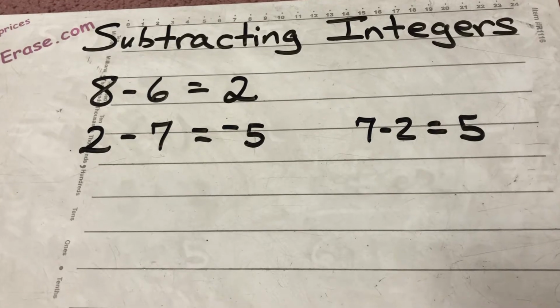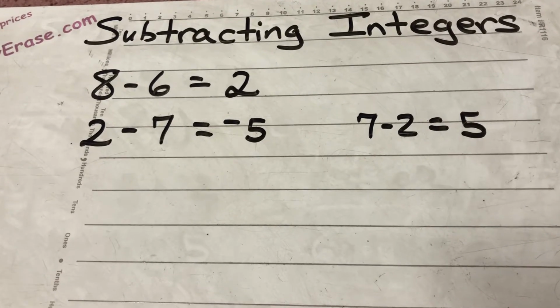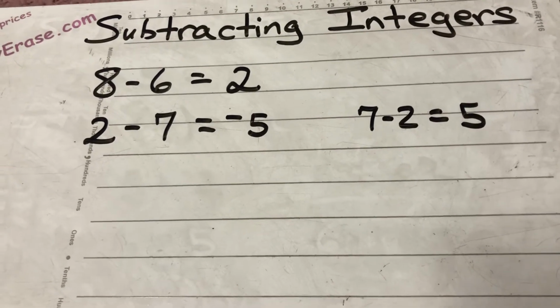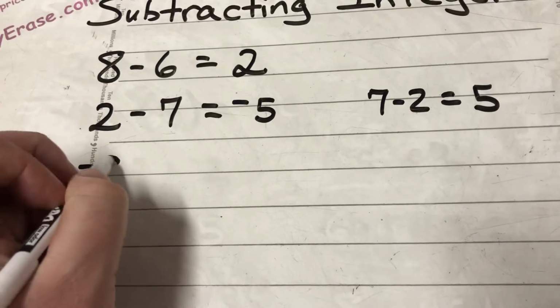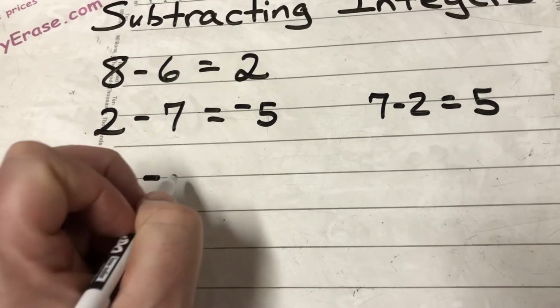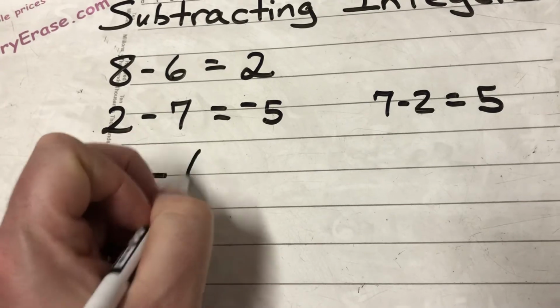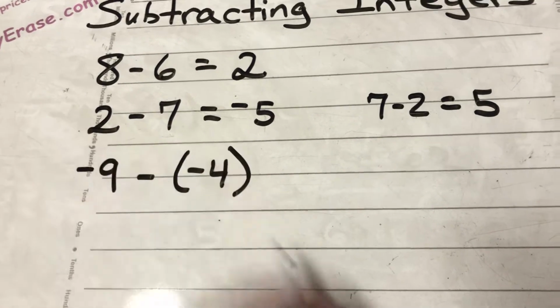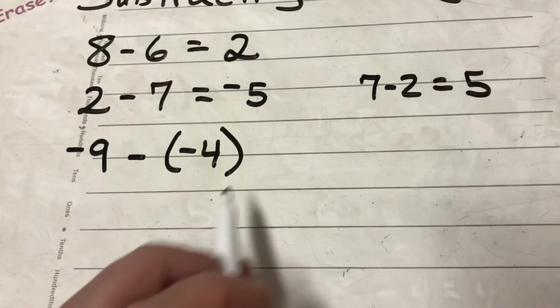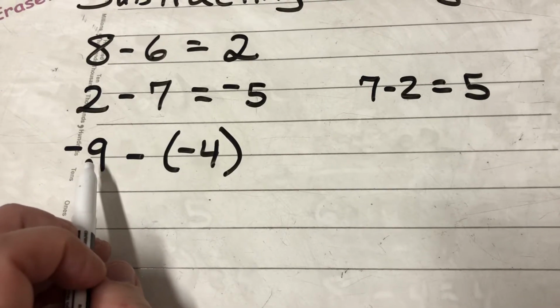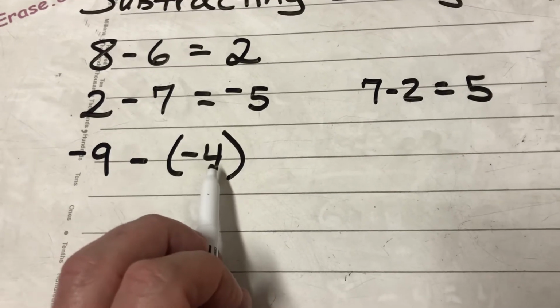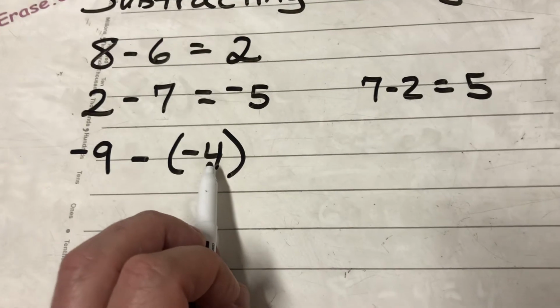It's going to be a negative number because I'm taking more away than I actually have to start with. Sometimes you're going to get a situation where both numbers are negative. For example, you might have negative 9 minus a negative 4. Both numbers are negative, but the first digit 9 is larger than the second digit 4.